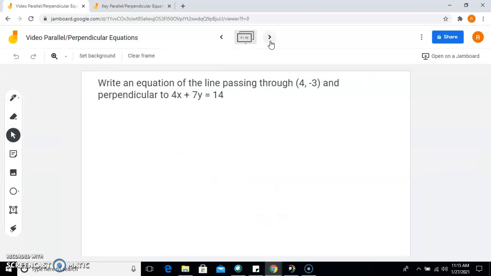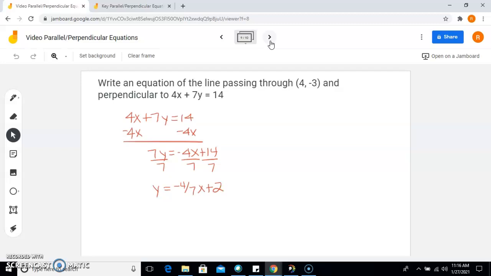And then if we're given the equation in standard form again, we're going to change it to y equals by moving our x first. Then we're going to divide them all by 7. Looking at my original equation, I can see that my original slope is negative 4/7. So my perpendicular slope is going to be positive 7/4, and it's passing through the point 4, negative 3, which is my x and my y.